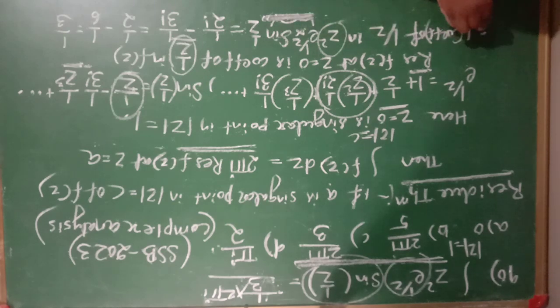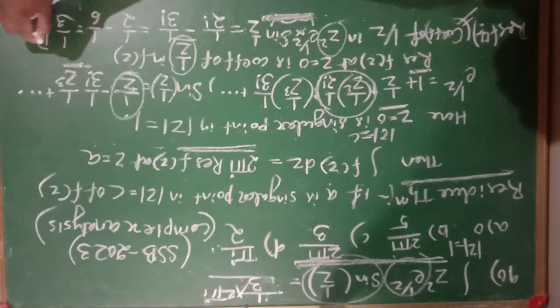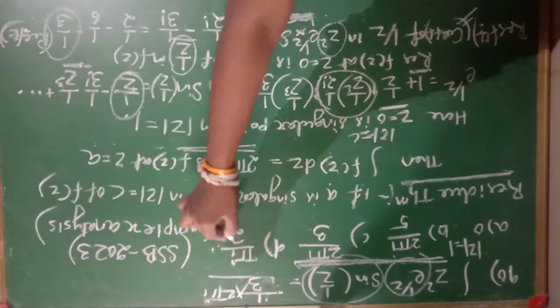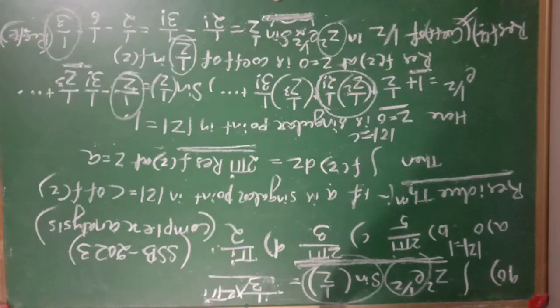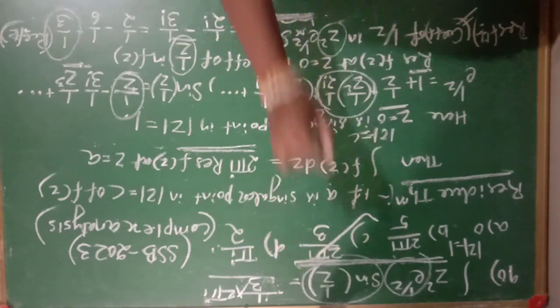The residue of f of z equals 1 by 3. So 1 by 3 into 2 pi i equals 2 pi i divided by 3. So according to our question, option C is correct.